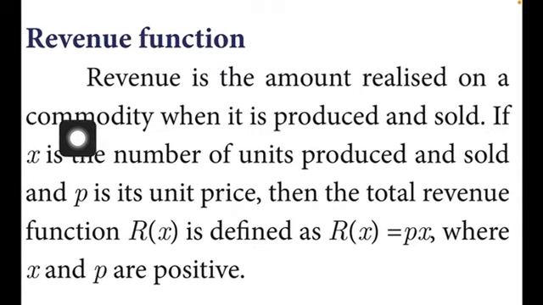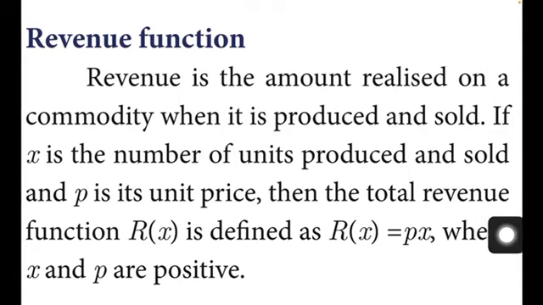Revenue function. Revenue is the amount realized on a commodity when it is produced and sold. So, amount produce panni sold பண்றப்ப கிடைக்கிற amount தான் we call it as revenue. X is the number of units produced and sold. P is the unit price.